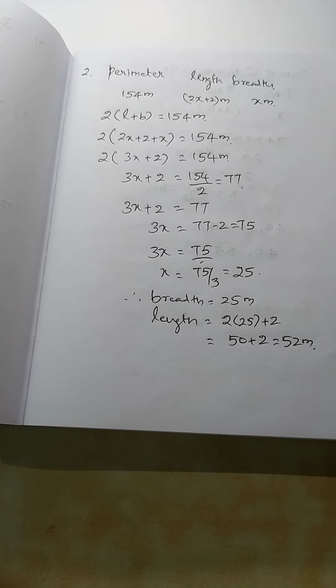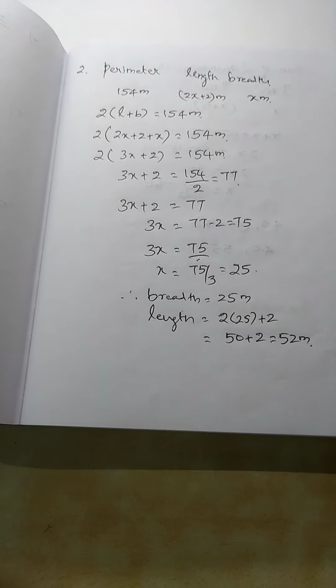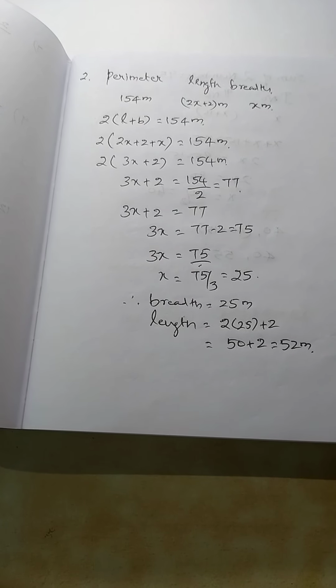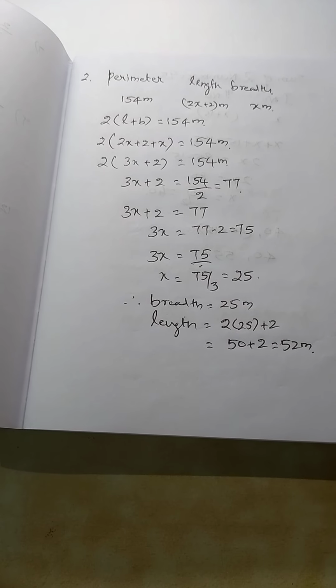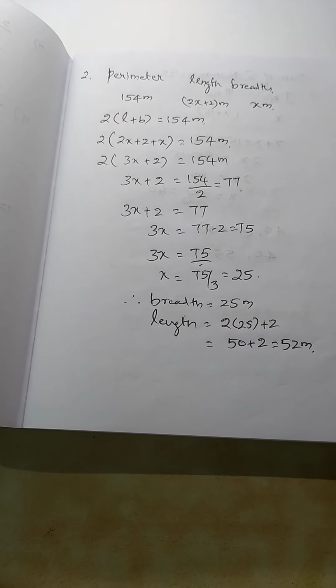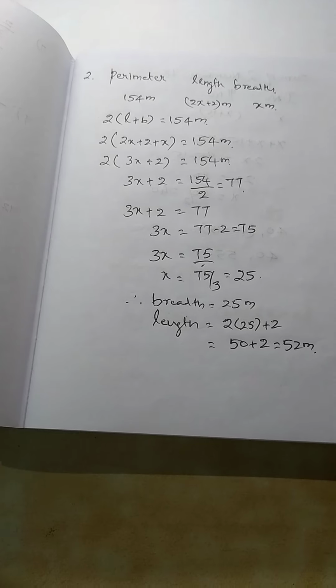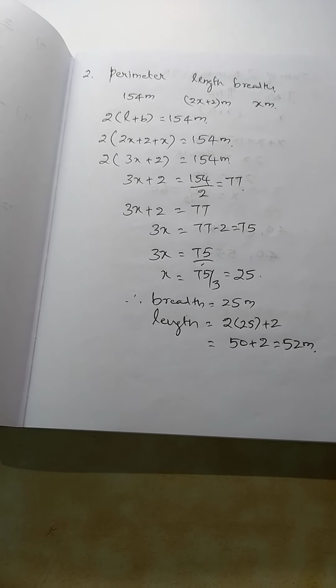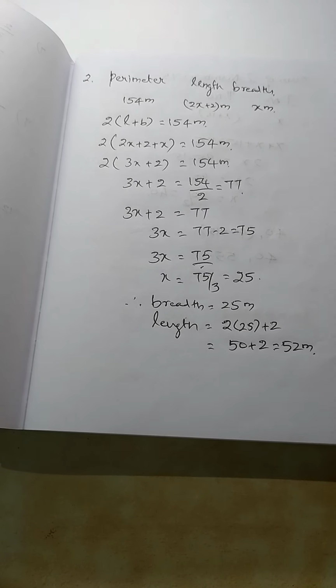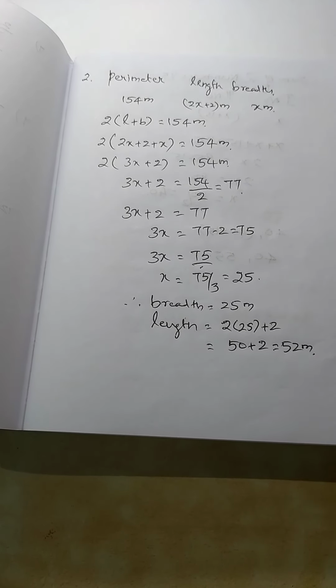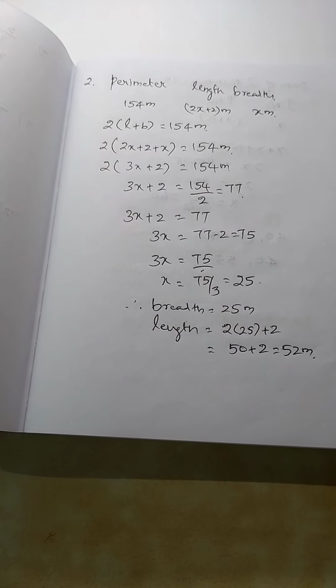So your x is nothing but your breadth. Breadth is 25 meter. Now we have taken our length as 2 times of x plus 2, so it becomes 2 times of 25 plus 2, so it becomes 52 meter. See, add the length and the breadth. 25 plus 52 will give you 77. The perimeter is given as 154. So 2 times of your 77 gives you 154 meter, which is your answer.